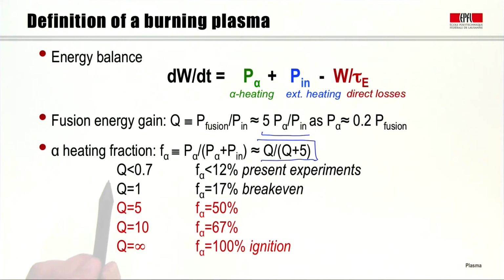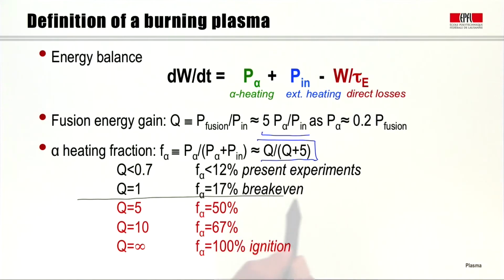So the experiments we have performed so far have reached a Q of less than, say, about 0.7, which corresponds to an alpha heating fraction of less than 12%. So really the alpha heating term is subdominant compared to what we heat the plasma with from outside. Even if we had reached break-even, which corresponds to Q equal 1, the alpha heating fraction would be only about 17%. So the limit at which we start to have a different regime is Q equal 5, because at Q equal 5, we have an alpha heating fraction of 50%.